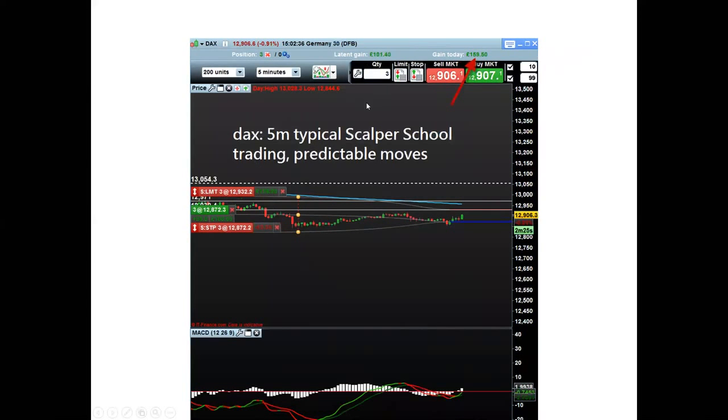But this is the sort of thing you can expect. The DAX is very volatile at the moment, and we've been getting some good moves out of the DAX, and here we are just buying the dip.